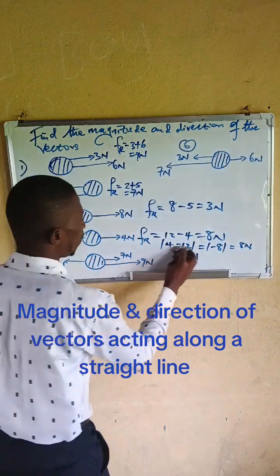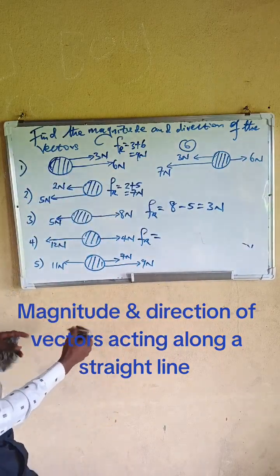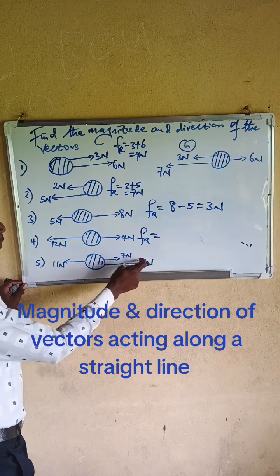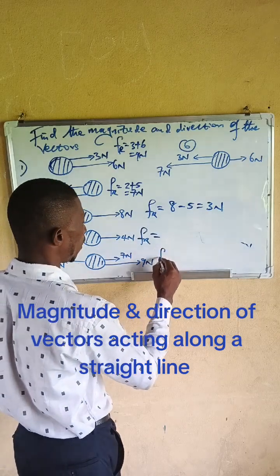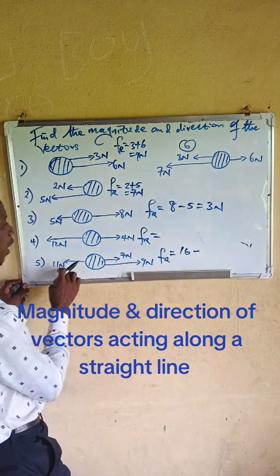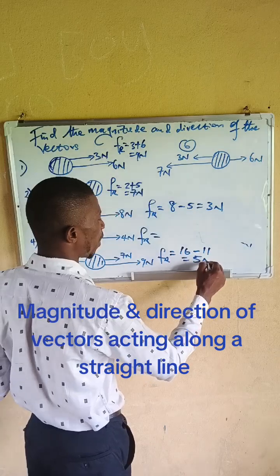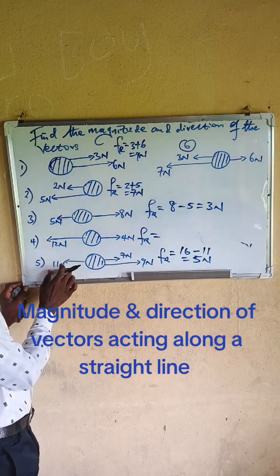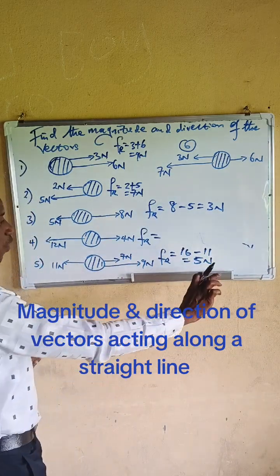Now let us see this one, the last one here. Let's discuss this one here. The net force here is going to be 7 plus 9, which gives you 16. So the net force here is this plus this, which is 16, minus 11. And that is going to give you 5 Newton. This plus this is 16, and 16 is greater than this 11. So that means the direction is towards the right. Here, the direction is towards right.